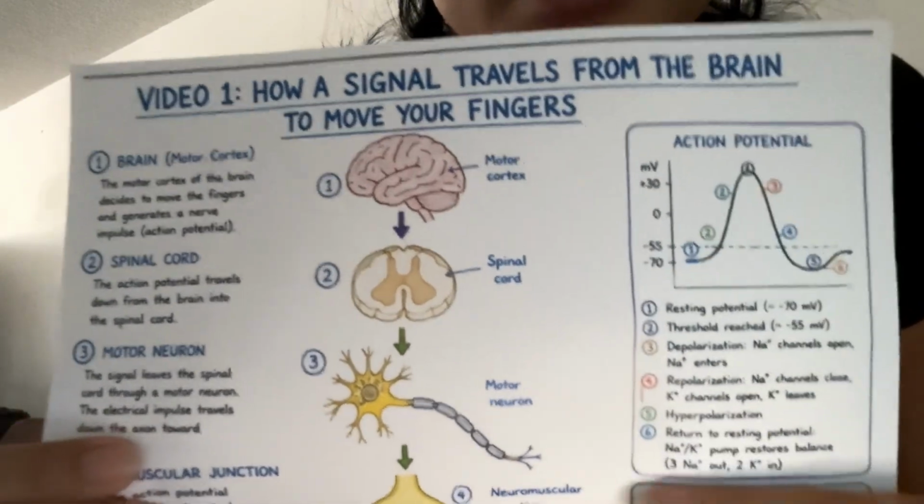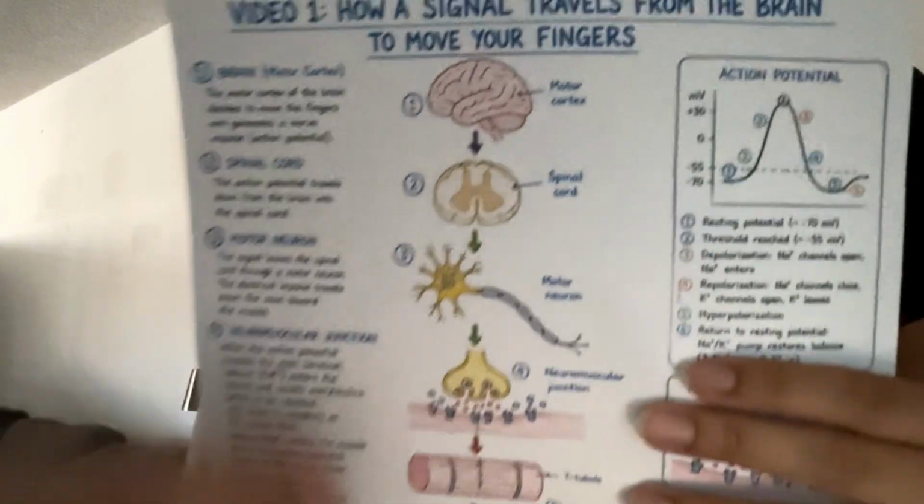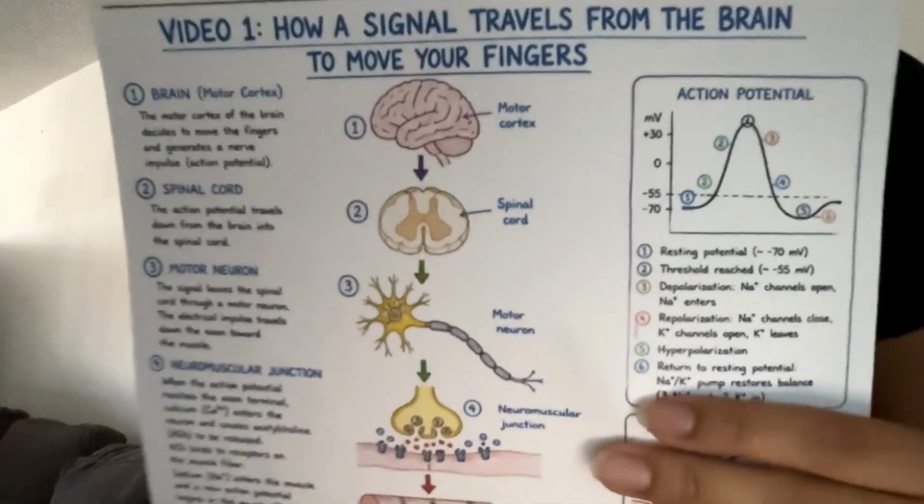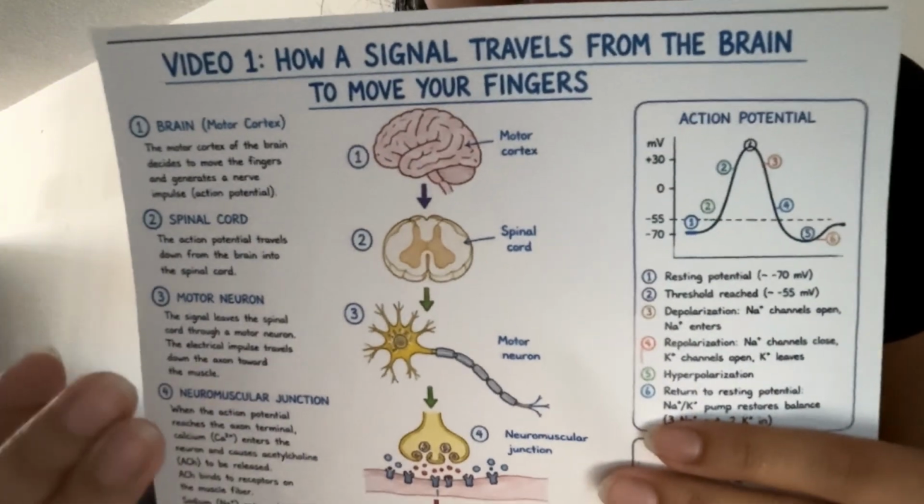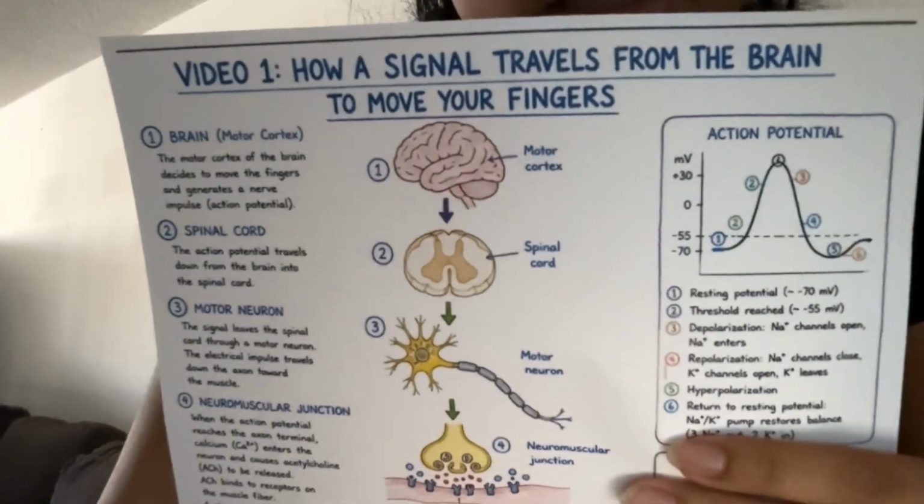Finally, the sodium-potassium pump restores the resting membrane potential by pumping 3 sodiums out and 2 potassiums in, preparing the neuron for another action potential.